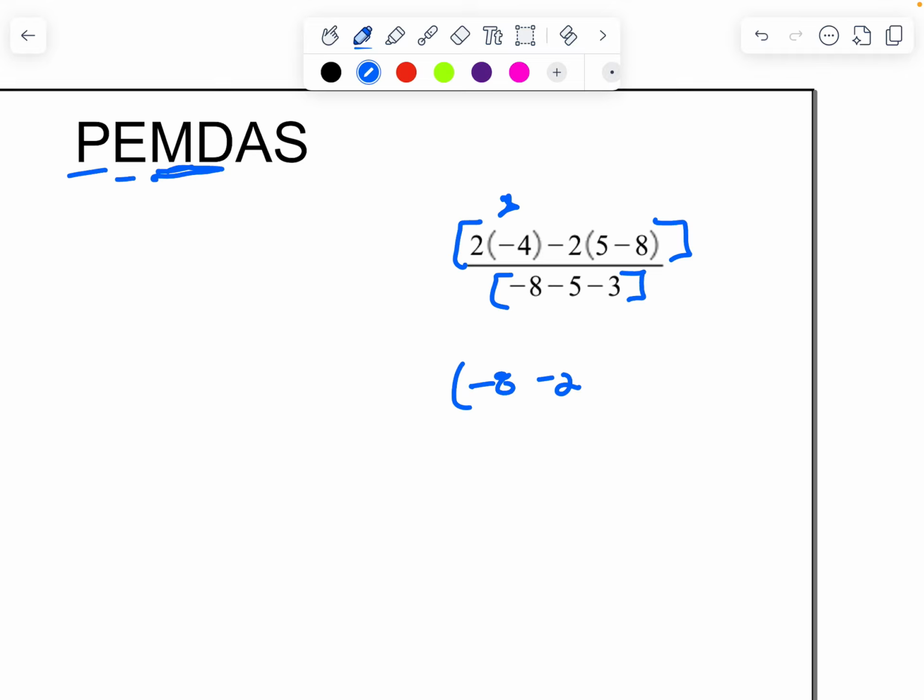Oh, man. I've already broken my own rule. I had things that I could do inside of this parentheses. Let's go all the way back. I'm sorry. So first, parentheses. Inside any parentheses, do we have something that we can do? Yes. We can do 5 minus 8 in that parentheses. 5 minus 8 is negative 3.